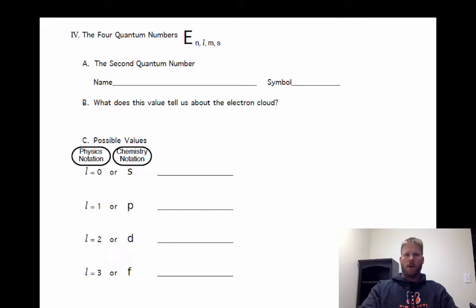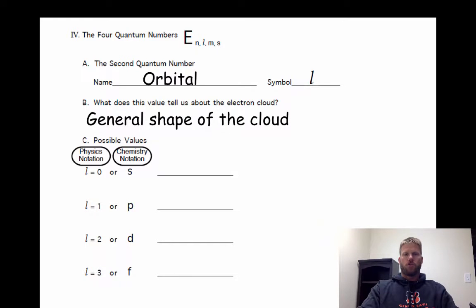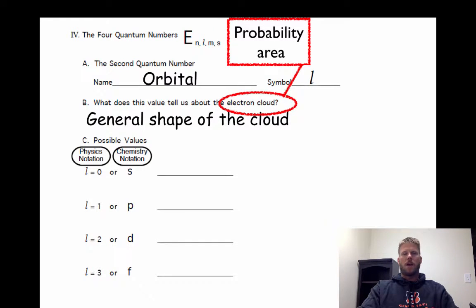The second quantum number is referred to as the orbital quantum number. It gets the symbol L. What does this value tell you about the electron cloud? It tells you the shape. So the N number would tell you the size of the electron cloud. The L number tells you the shape of the probability area.